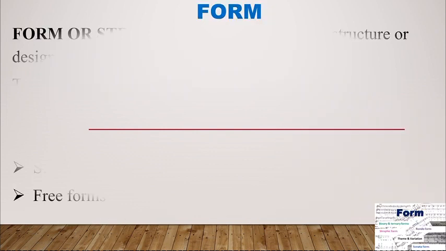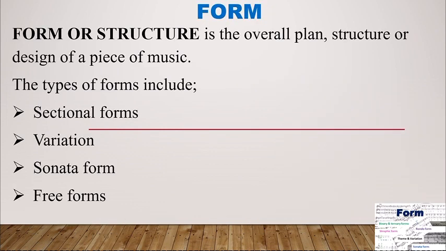Musical form, also called the structure, or if you like, the design or the plan of a piece of music. The form of a piece of music is the overall plan of that music. The types of forms include the sectional forms, the ones with variation, sonata form, and free forms. Now let's go.